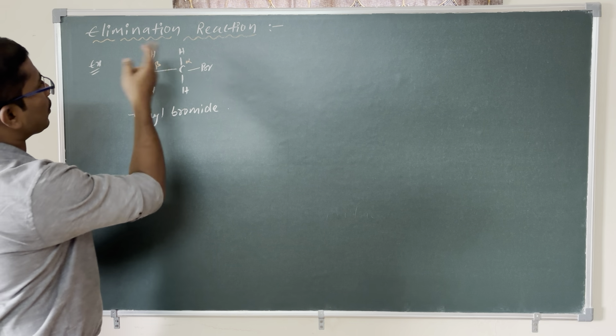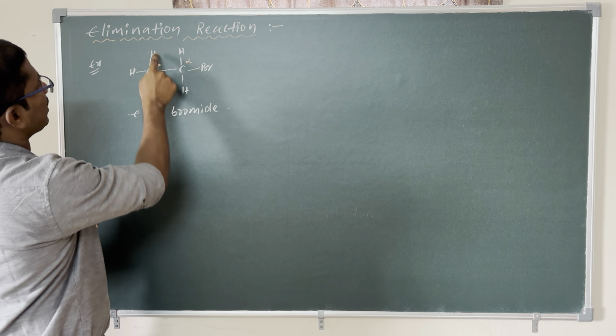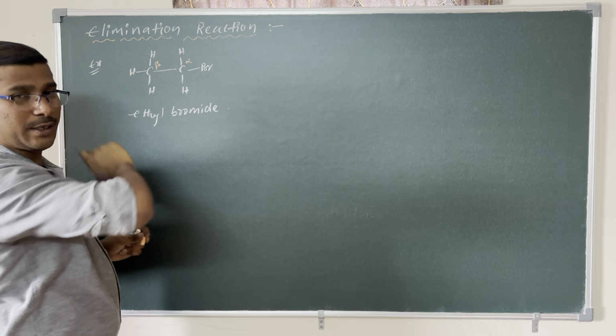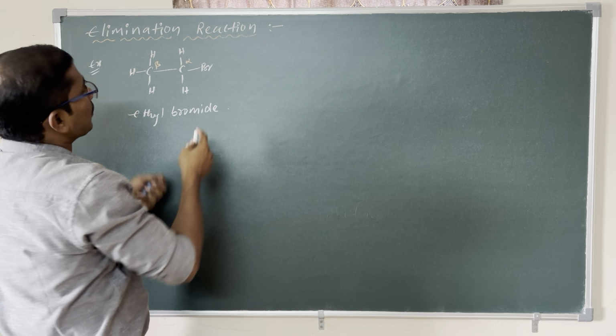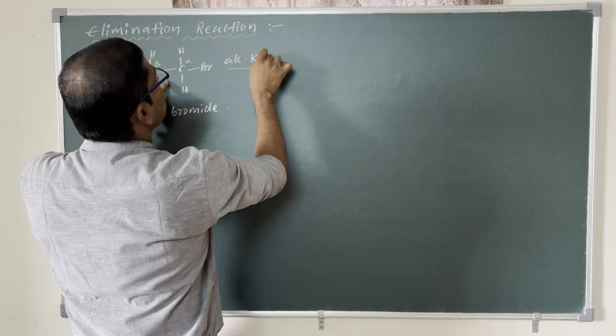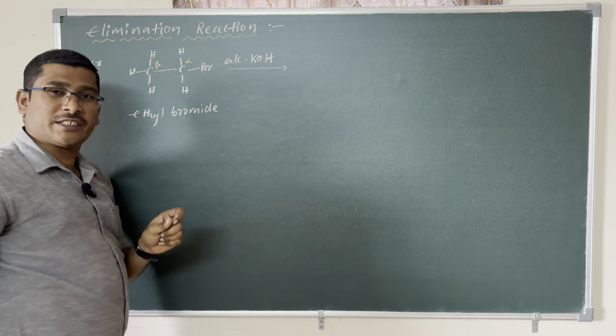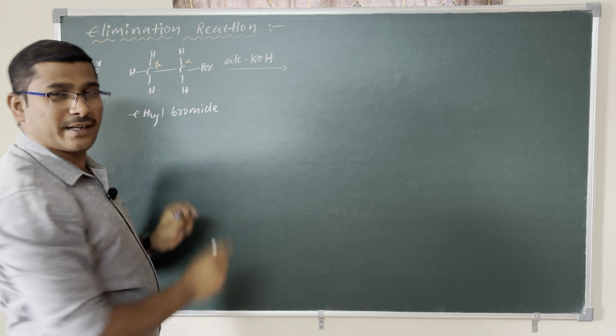So, in this compound, there is an alpha carbon, a beta carbon, 2 alpha hydrogen atoms and 3 beta hydrogen atoms. See, this compound can be treated with alcoholic potassium hydroxide. See here, how will the elimination process occur in this compound?